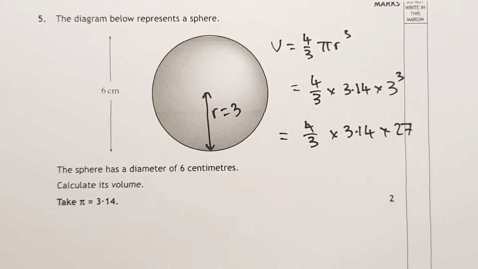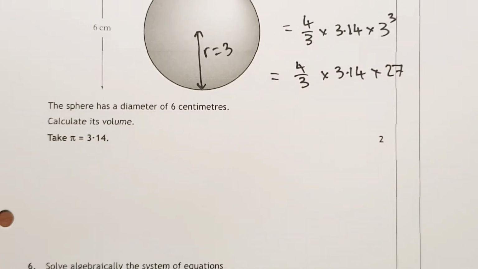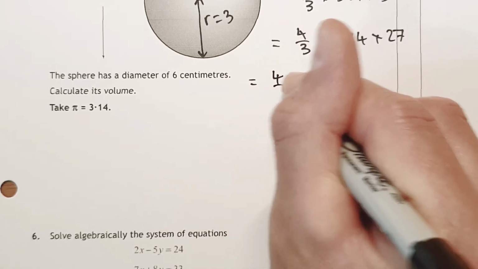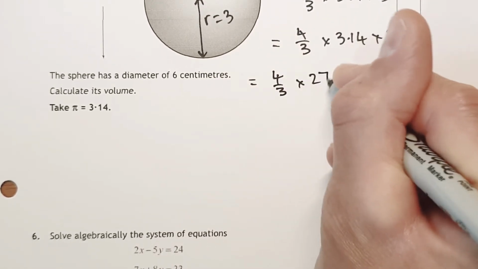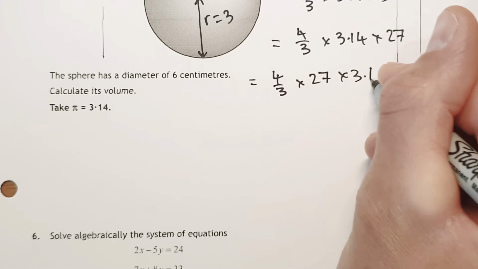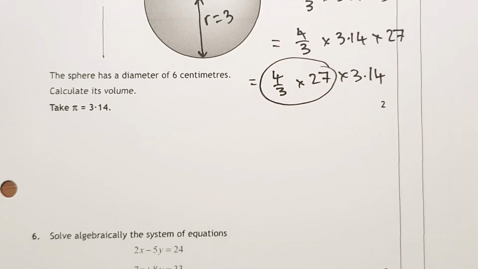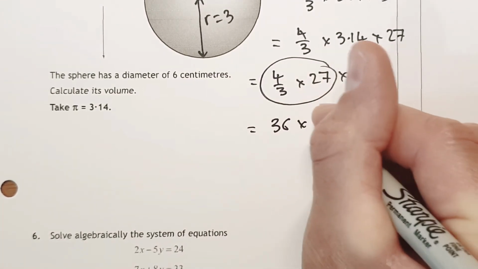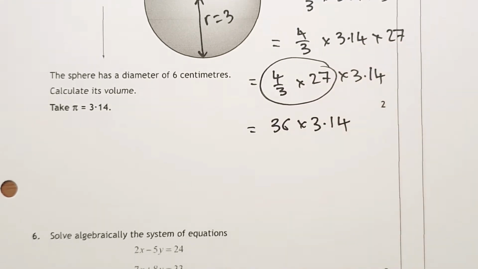Now you might think, well, how am I supposed to do that without a calculator? Well, let's make things a little bit easier for ourselves. I'm just going to reorganize that. So it's 4 over 3 times 27 times 3.14. So I'm going to work out what 4/3 of 27 is. Well, a third of 27 is 9, and 9 times 4 is 36. So it's 36 times 3.14.